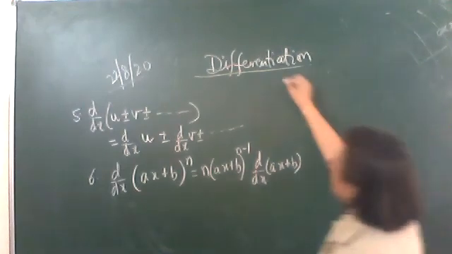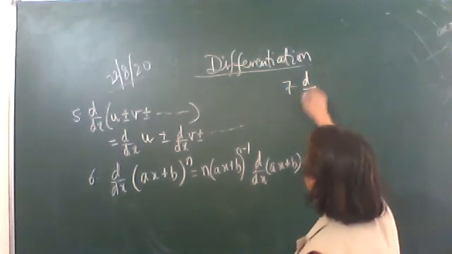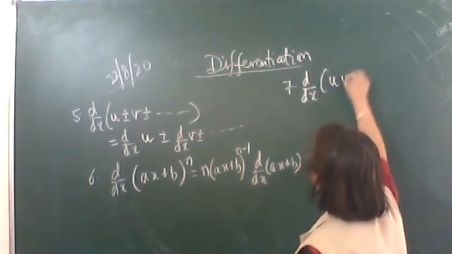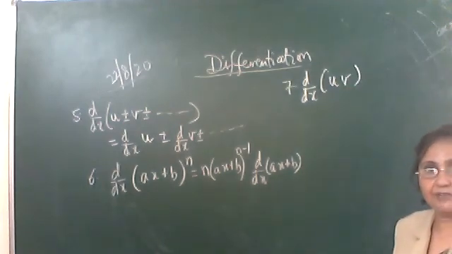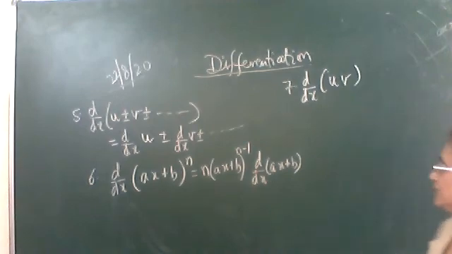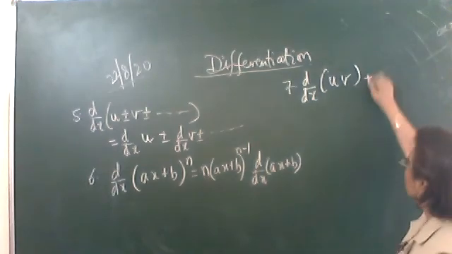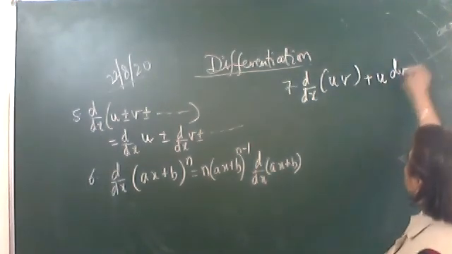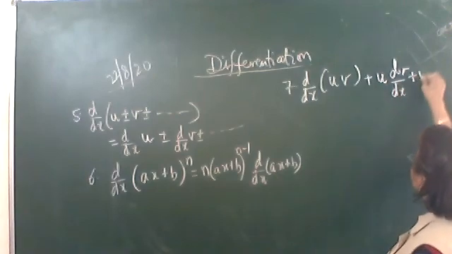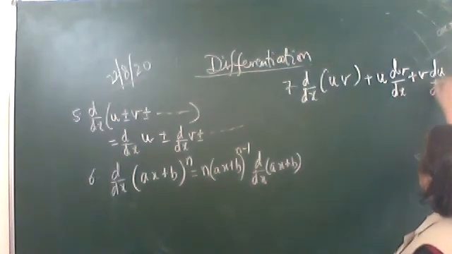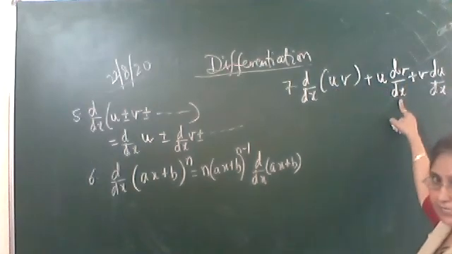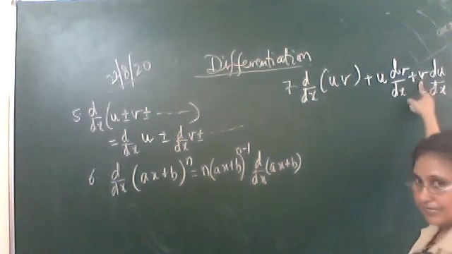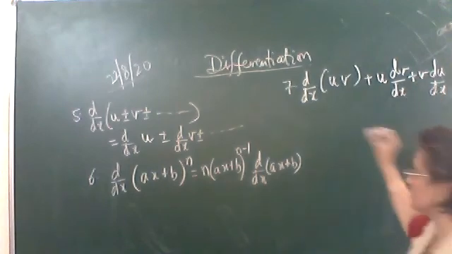D by dx of u into v. U and v both are the functions of x. Now it is multiplication. U plus v we have done: d by dx of u plus d by dx of v. Now if it is product, u and v both are the functions of x, it will be u into dv by dx plus v into du by dx. So the first term as such, the differentiation of the second term, plus the second term as such, the differentiation of the first term.